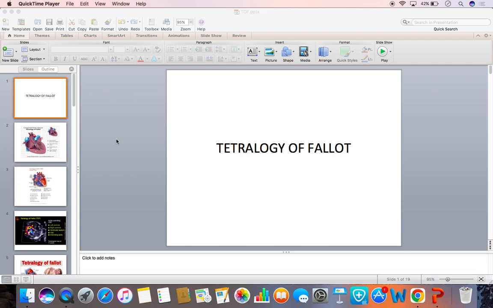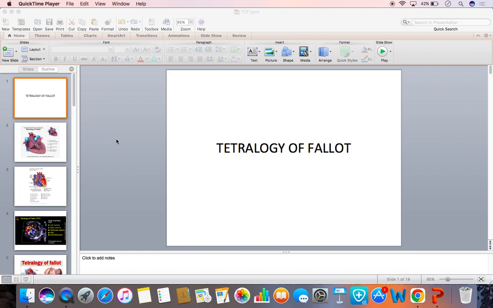Tetralogy of Fallot is the most common cyanotic congenital heart disease, constituting 10% of the congenital heart diseases. There are four important components in tetralogy of Fallot, that is pulmonary stenosis, ventricular septal defect, overriding of the aorta, and hypertrophy of the right ventricle.